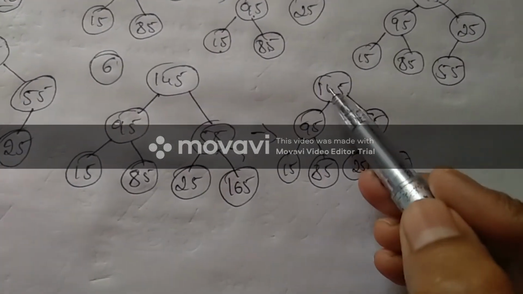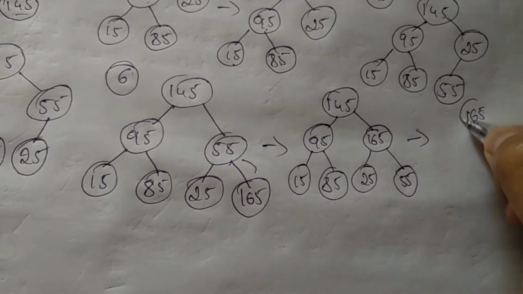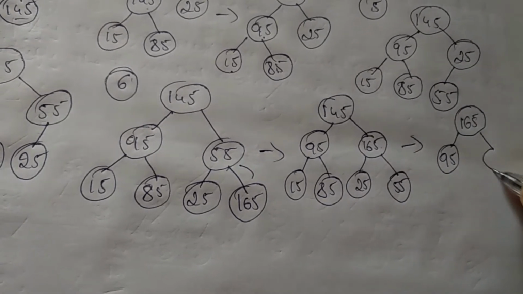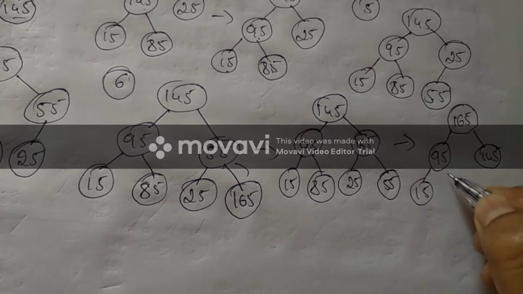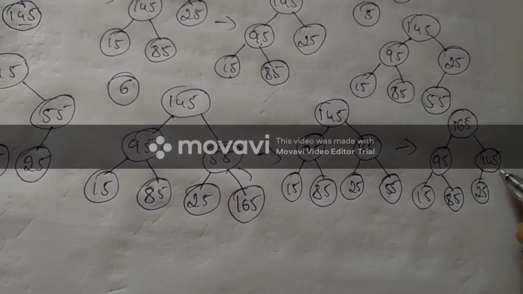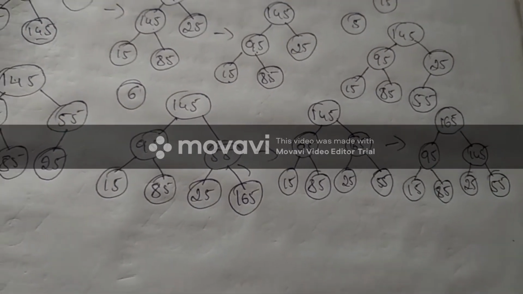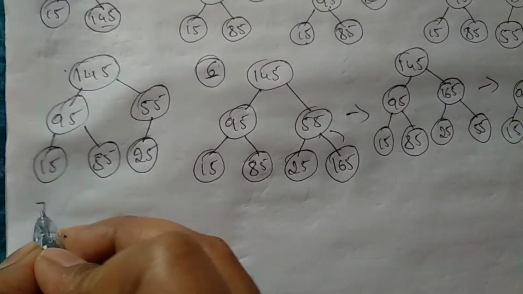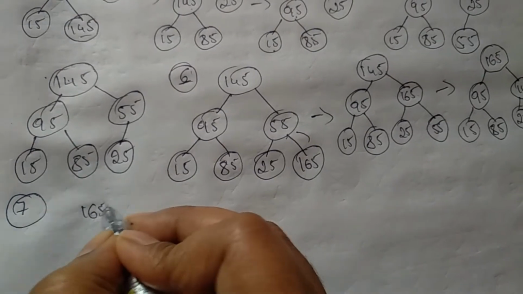Again, 145 is less than this 165. So 165 will go to the root node. This 145 will come as a child. Yes, it is satisfying the parental dominance. After the 6th step, now I'll go for the 7th step. I'll write this one as it is.